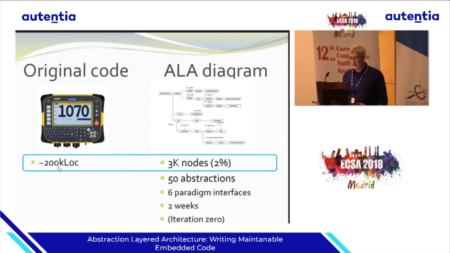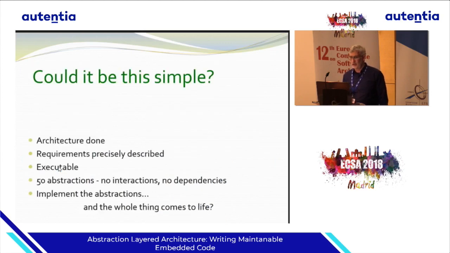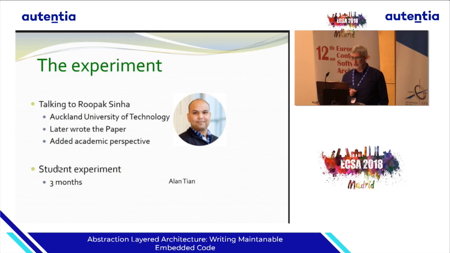So then I thought, well, that was pretty cool. I now have a complete description of the requirements of this thing that's executable and took me only 2 weeks to do. Could it be that simple that all I have to do now is write the code in these 50 abstractions, which are already zero coupled with each other, so they're like standalone programs, and the whole thing will work? And I didn't know. So at this stage I'm talking to my co-author, or he turned out to be my co-author, and he was pretty interested in all of this.